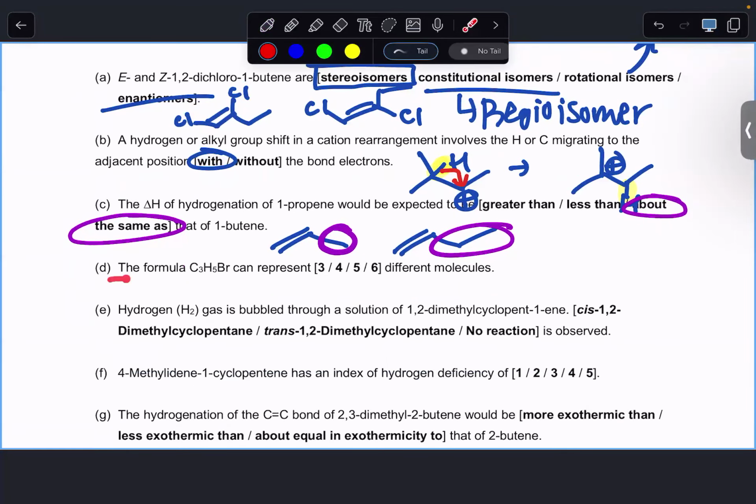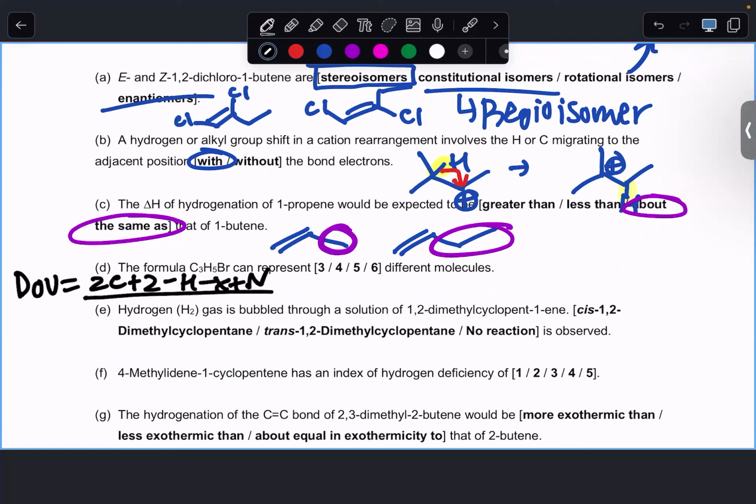now this right here, the C3H5Br, and we have to figure out the number of isomers. The first thing I would do is calculate the DOU, where the equation for DOU is (2C + 2 - H - X + N) all over 2. Right?